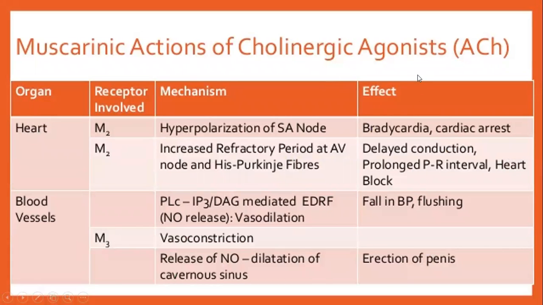Okay, cholinergic receptors are present on which organ? That is the heart. In the heart region, what kind of receptors are there? M2. Okay, M2 receptors are present in the heart. So what is the M2 mechanism?